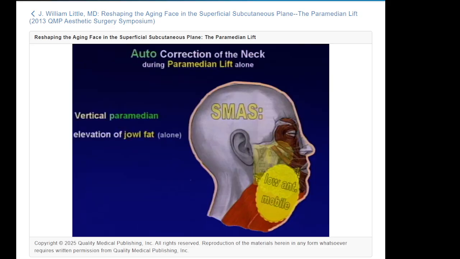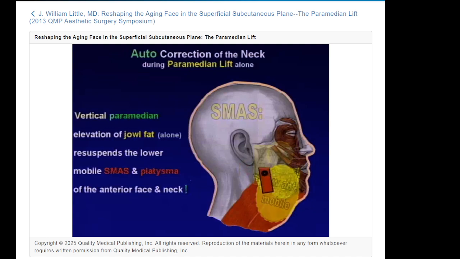And vertical paramedian elevation of jowl fat alone, no muscle sutures, resuspends the lower mobile SMAS and platysma of the anterior face and neck. It does not with these popular vectors. No, it doesn't do it with these, but it does it with this vector that's up front and paramedian. So it's my job to try to convince you of that.